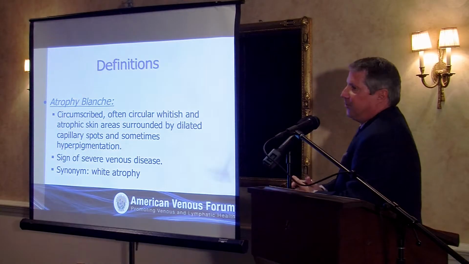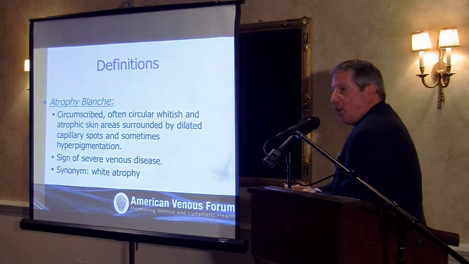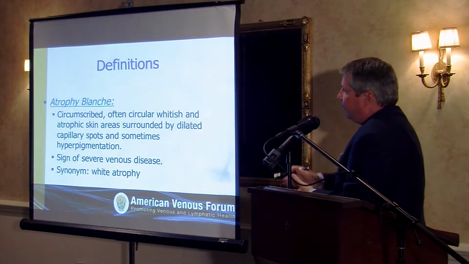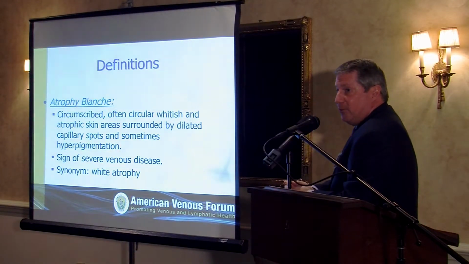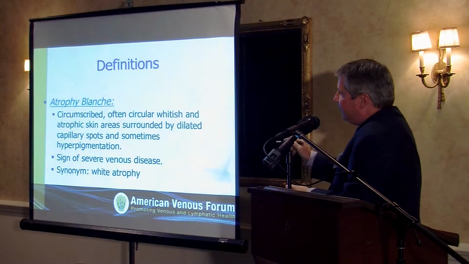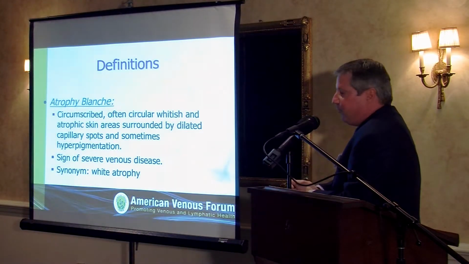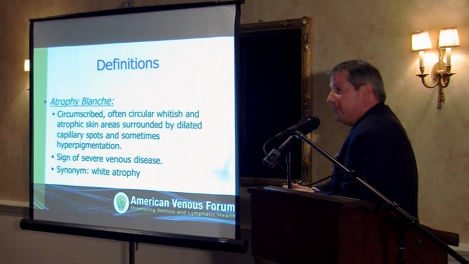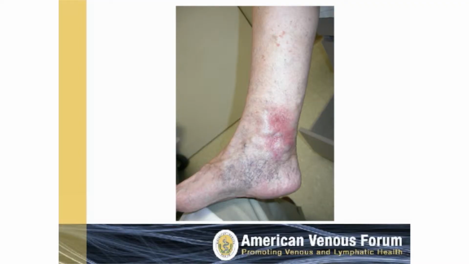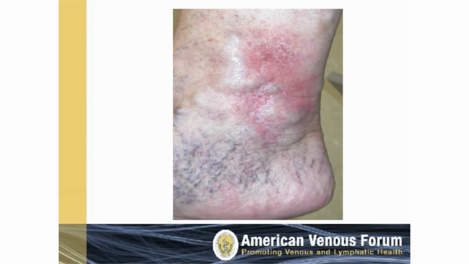Next slide. Atrophie blanche. This is some depigmented scarred skin. It's white, typically surrounded by dilated capillaries and sometimes with hyperpigmentation, also known as white atrophy, and this is more of a sign of chronic venous disease. Here's an example. Here's a large varicose vein. Here's ankle flare, some pigmentation, inflammation, and next slide. Here's a close-up, and hopefully you can see the white areas here of the chronic scarred skin.